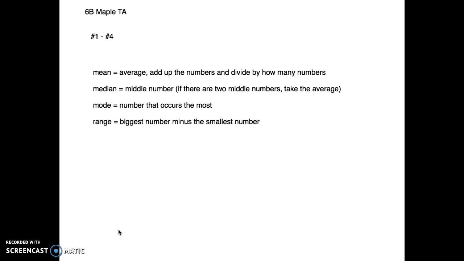The median is the middle number, so you need to put them in order from least to greatest first. Then if there are 2 middle numbers, then you take the average of those 2 numbers. Then the mode is the number that occurs the most.